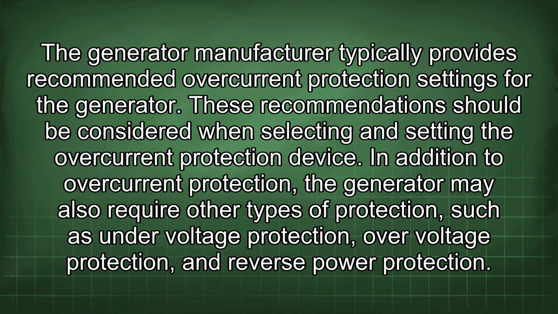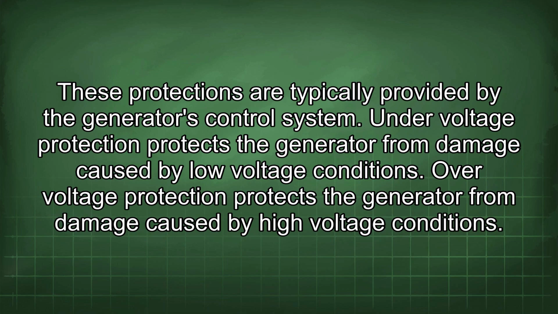The generator manufacturer typically provides recommended overcurrent protection settings for the generator. These recommendations should be considered when selecting and setting the overcurrent protection device. In addition to overcurrent protection, the generator may also require other types of protection, such as undervoltage protection, overvoltage protection, and reverse power protection. These protections are typically provided by the generator's control system.